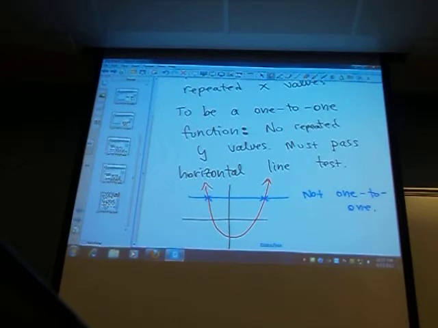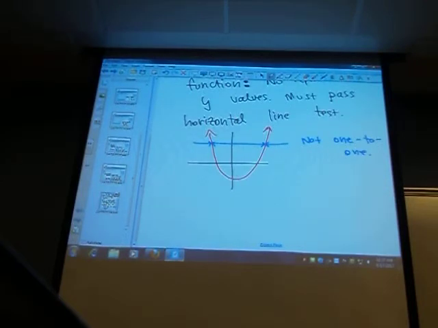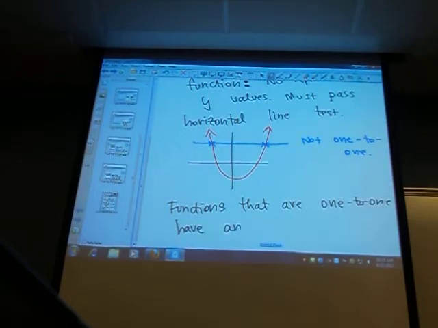Now the reason you're looking for one-to-one functions is that functions that are one-to-one have an inverse. So if it's not one-to-one, no inverse. Okay, now what do you guys think inverse means? The opposite, yes, the opposite.